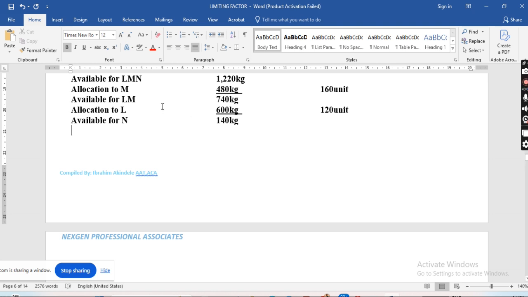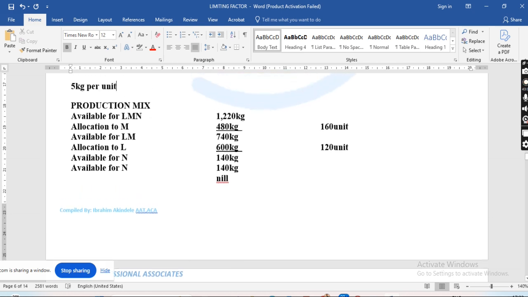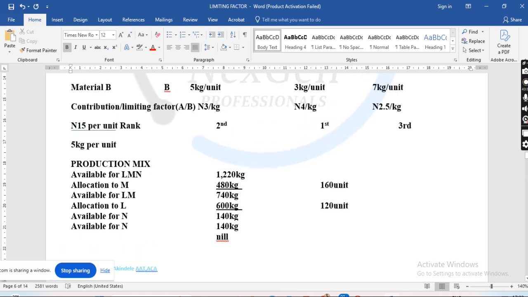So let me just copy this and paste. This is 140 kg, right? This will be new when you minus it. So now, how many units will that produce? How many units will you use 140 kg to produce? How will you calculate that?